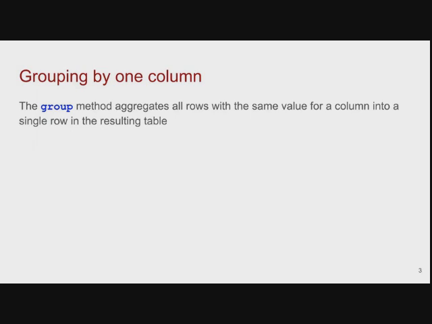So what we're doing is counting, among all of the 200 top movies, how many are made by Studio One, how many are made by Studio Two, and things like that. That's what we mean by aggregating all rows with the same value, like Studio One, for a column, which is the studio column, into a single row in the resulting table. So that's just a final count. The first argument is which column to group by, and that's what we have seen before.